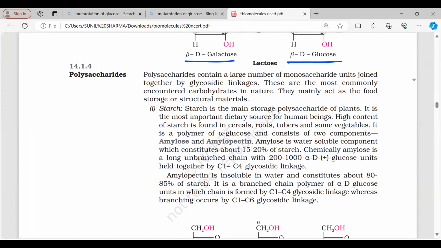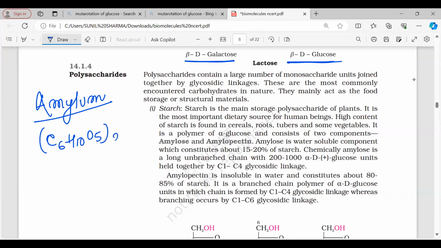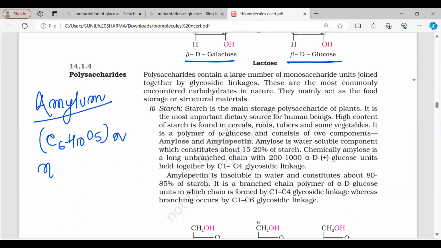जो चीजें यहाँ पे आती हैं, पहले हम ये देख लेते हैं. Let me go my way. So write down starch. Starch is also called amylum. Starch को amylum भी बोलते हैं. The formula is C6H10O5 N, where N can be from 200 to 1000.